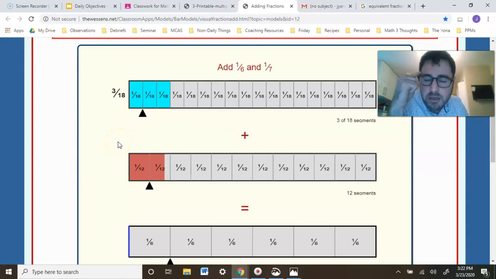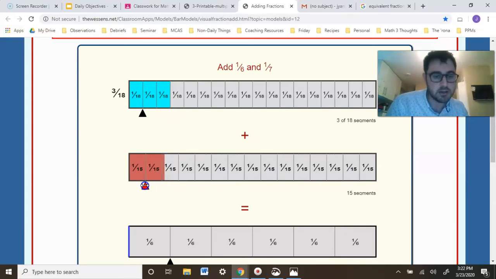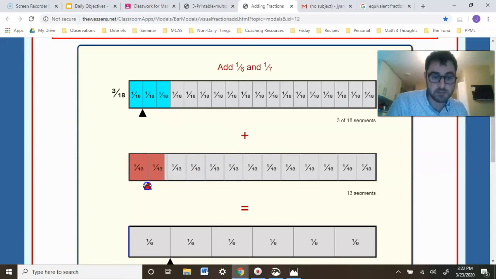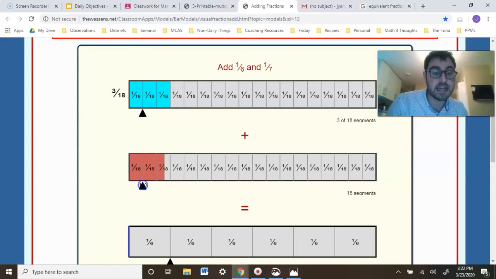Now let's see. What do I need to do? Think. What needs to be done next? Right. I need to see, can the sevenths be split into 18ths? Let's try. Oh, I skipped over 14th. That one worked. 16th, 18th. Nope, still doesn't work.